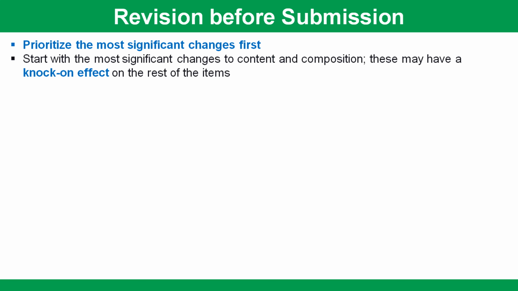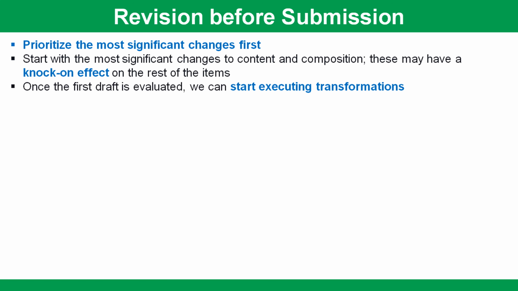Identify significant changes. Begin by identifying the most significant changes needed based on the feedback from evaluations or your own assessment. This may include restructuring the content, clarifying arguments, or addressing gaps in the literature. Execute transformations. Once you have identified the key areas for improvement, start implementing the necessary transformations. Focus on making substantive changes that will have a noticeable impact on the clarity and coherence of the manuscript.